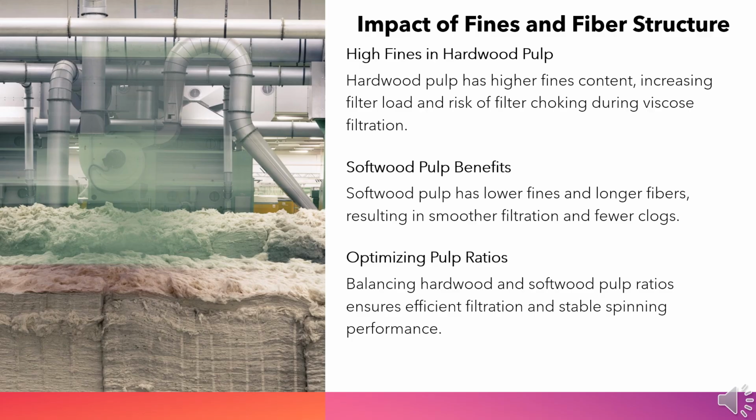Although hardwood is easier to process chemically, its filtration limitations often require balancing with softwood pulp in industrial applications. By optimizing the hardwood-softwood ratio, manufacturers ensure efficient filtration, consistent viscose clarity, and stable spinning performance.